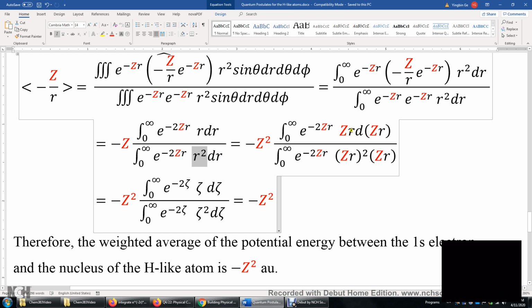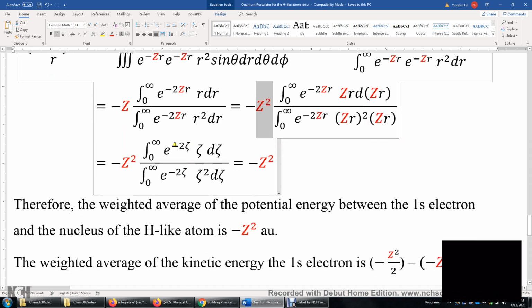So I inserted 2 Z's on top, 3 Z's on the bottom. It's not balanced. Therefore, I need to introduce another Z here. So this Z becomes Z squared. Now I replace every Zr with zeta, and we got these two integrals. Then you can use Wolfram Alpha to evaluate these two integrals. The top, I think, is 1/4, 0.25. The bottom is also 0.25. And then the result is simply negative Z squared.